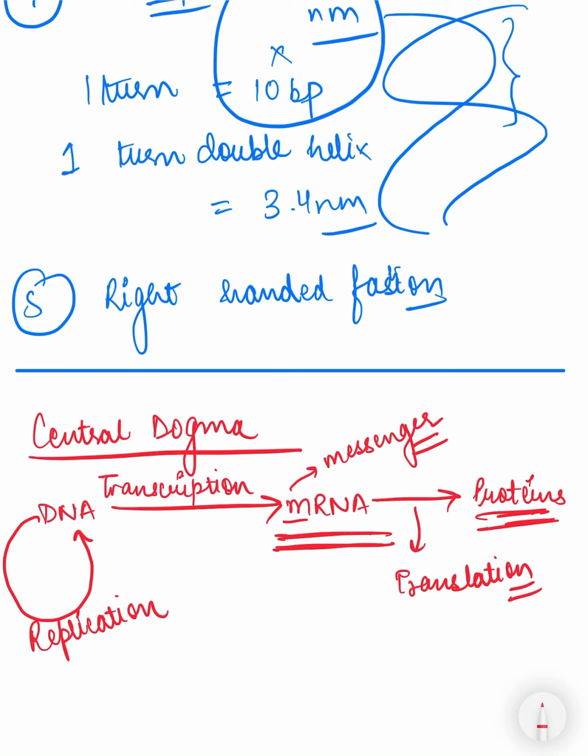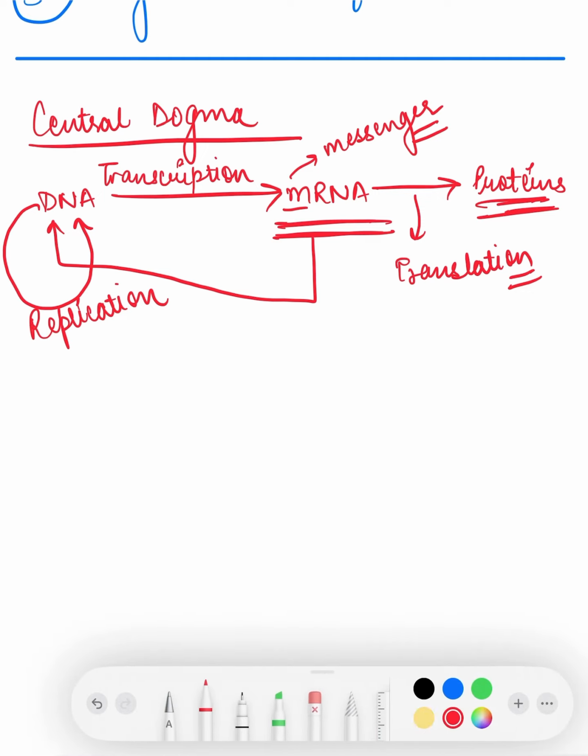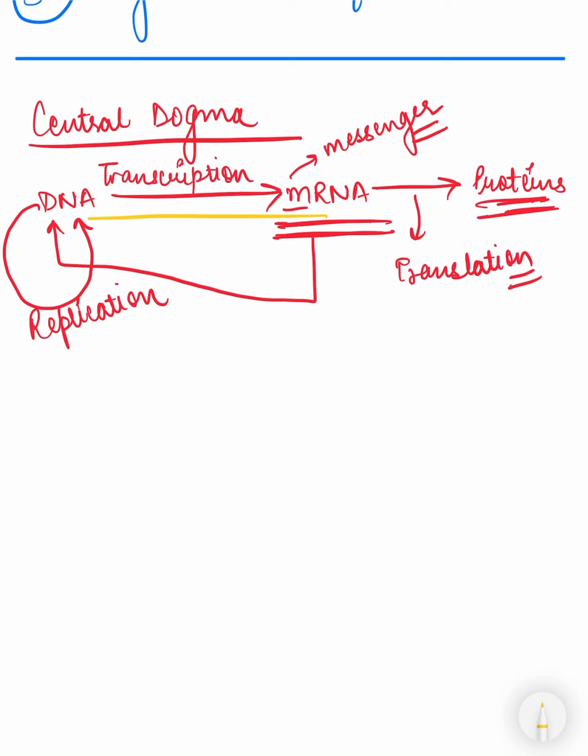But now there is one reversal process that the scientists have studied: there are a few viruses which can make DNA by using mRNA, like information can flow from mRNA to DNA. This process is called reverse transcription. And for this, the viruses need an enzyme. That enzyme is called reverse transcriptase.